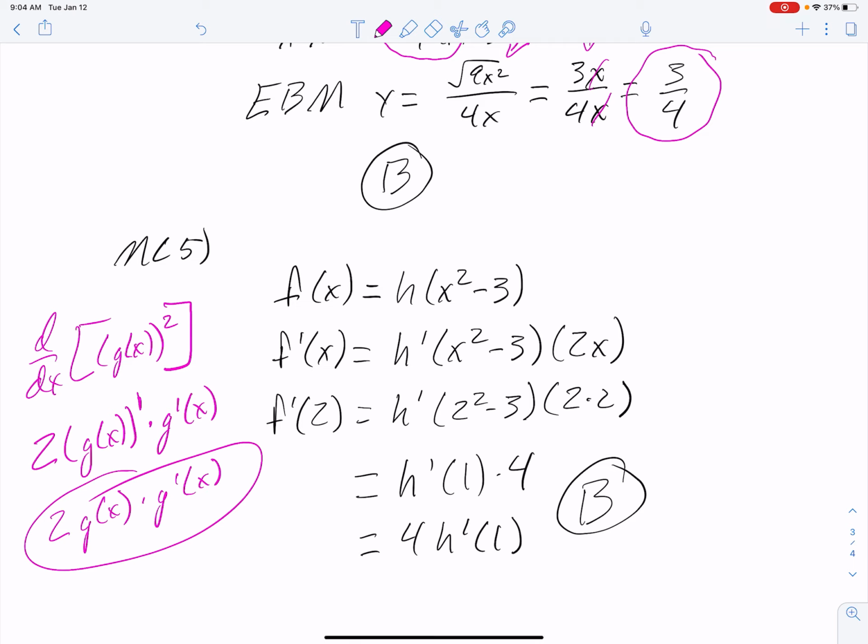So I've got my outer function as h, my inner function is x squared minus 3. Even though I don't know what h is, I can represent its derivative with an h prime, the original inner function back inside, and then I take the derivative of that inner function, which would be 2x. The question's asking about f prime of 2, so I substitute in 2 wherever I see an x, and then I simplify. 2 squared minus 3 is going to give me h prime of 1, 2 times 2 is 4, and it looks like we have choice B.